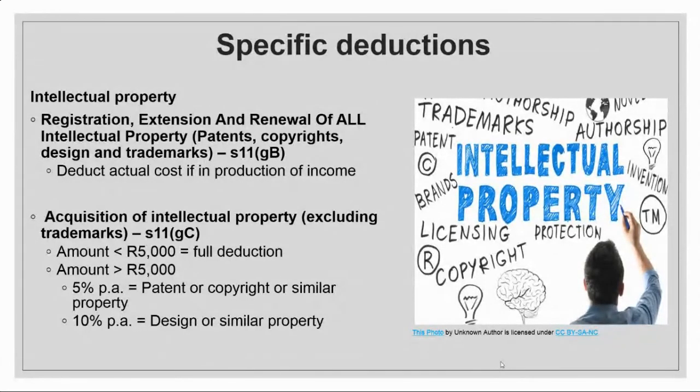If the amount is less than 5,000, I can deduct the full amount. If it is more than 5,000, then I have to look at what type of intellectual property it is, because the percentages vary. All you have to remember is that everything is 5% except design, which is 10%. So patents and copyrights, 5%, design 10%. I take the amount that I've actually incurred and multiply it by that percentage to work out the deduction that I'm allowed to receive.